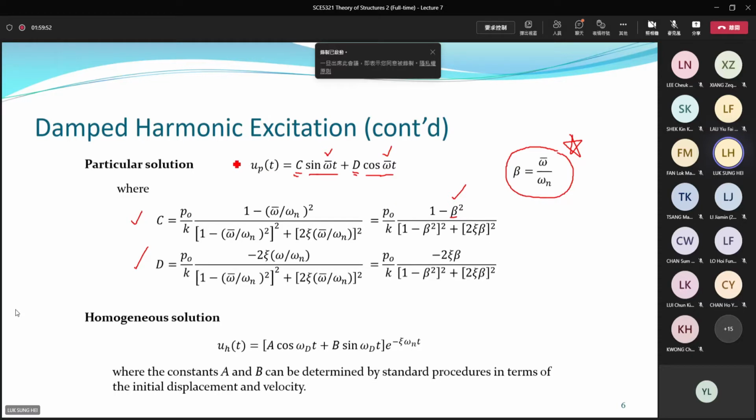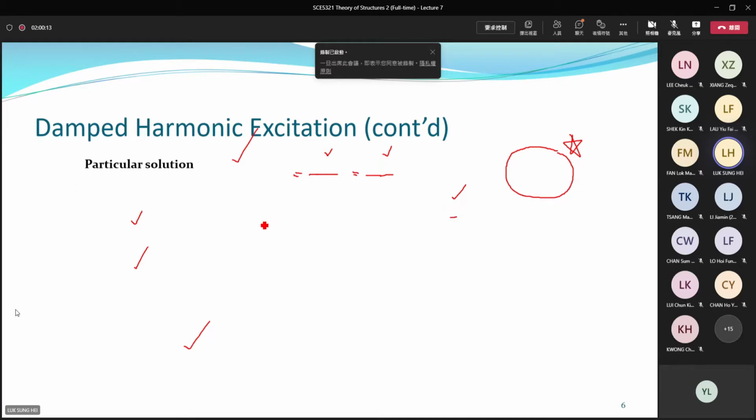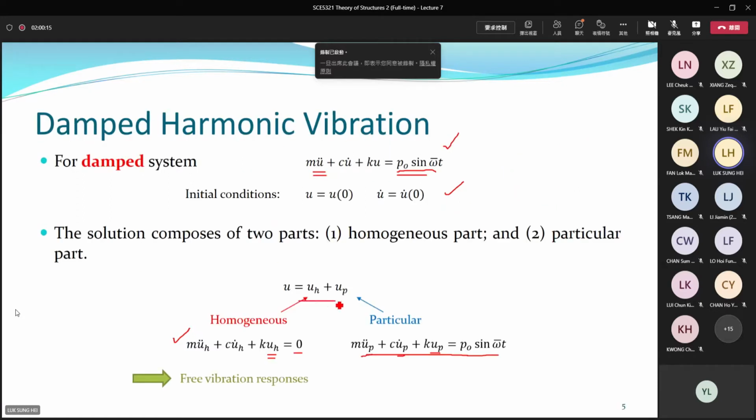Particular solution: C sine omega bar t plus D cosine omega bar t. Homogeneous solution means take force equal to 0, which is equivalent to our free vibration response. UH is our free vibration response. We know UH, we know UP. So now you can put the two things together to form our general solution for our equations.